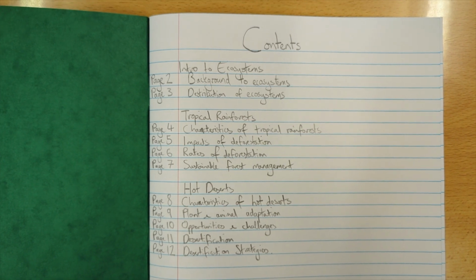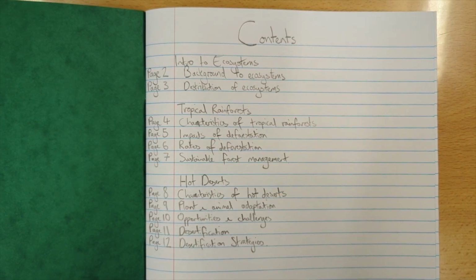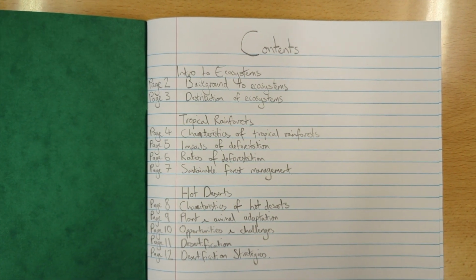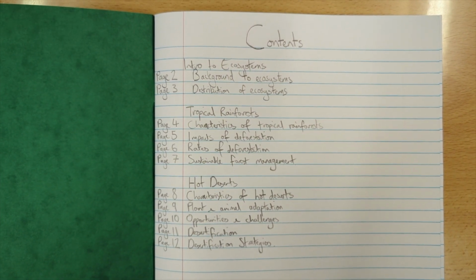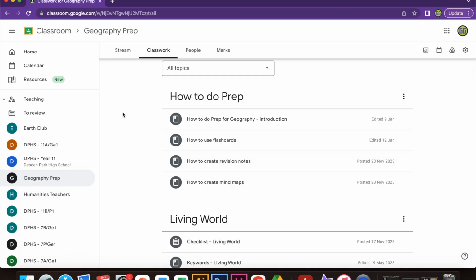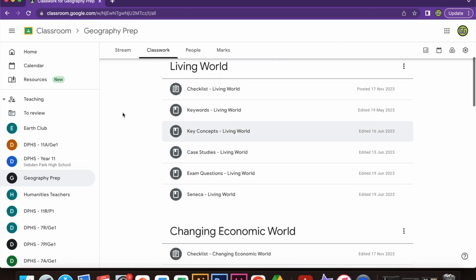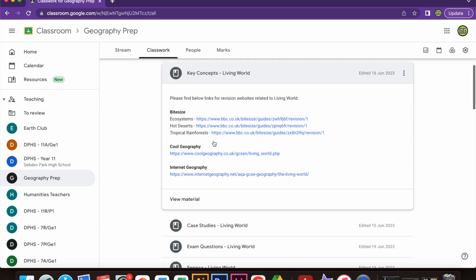Save the first page to use as the contents page. Each day you complete a new page of notes, make a new entry in the contents page. That way, when you go back to refer to your notes, you can locate the relevant information. On the Google Classroom, in each topic, there are links for the best websites needed for that topic.